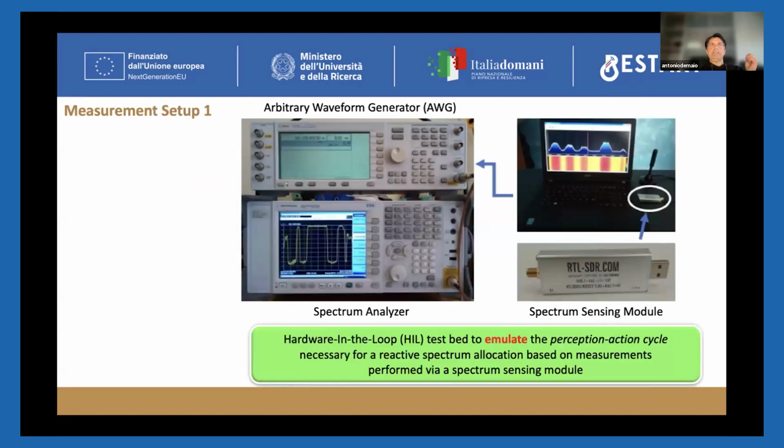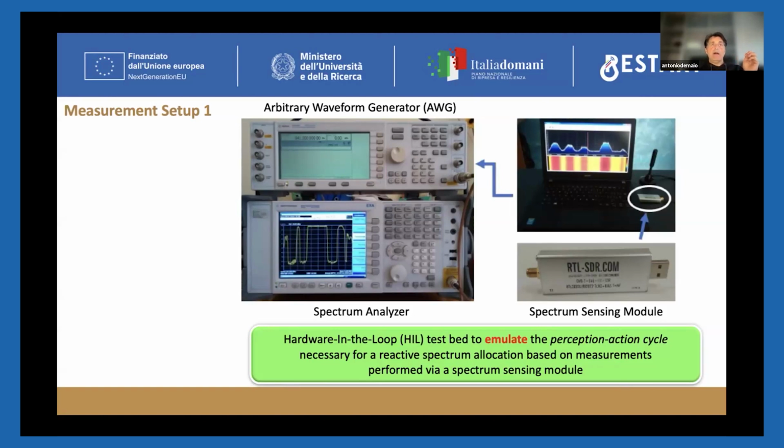We used a specific hardware-in-loop test bed to reproduce a kind of perception action cycle involved in the agile and smart management of the radio spectrum, namely a spectrum sensing module to gather awareness about the surrounding RF electromagnetic scenario. This is the so-called perception stage. And then there is the transmission of a waveform fulfilling specific spectral compatibility constraints while optimizing the radar performance. This is the so-called action stage.